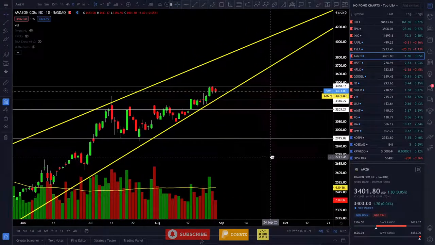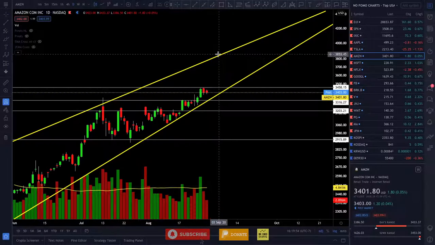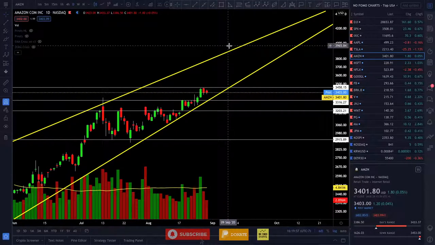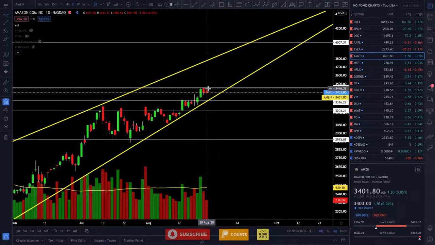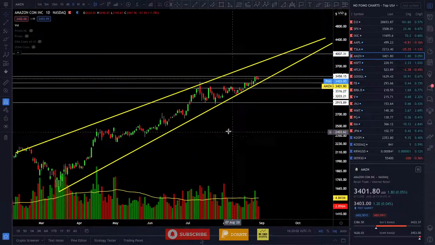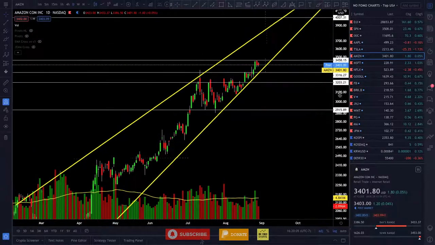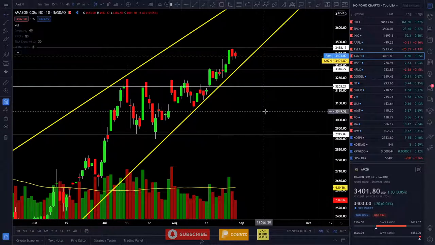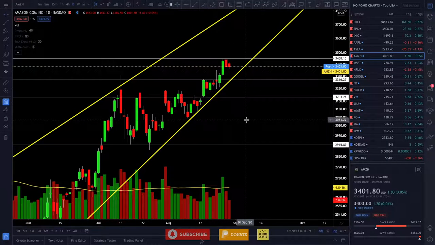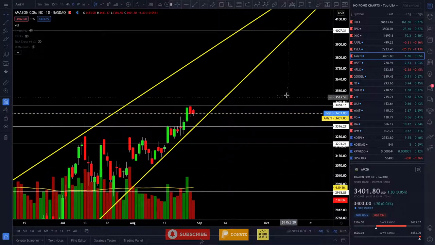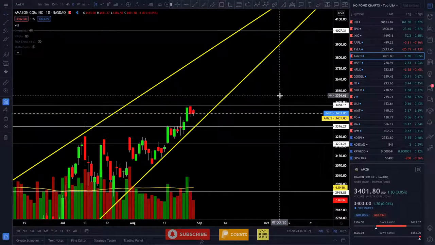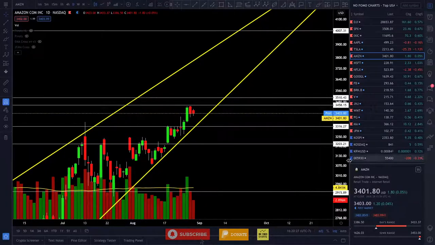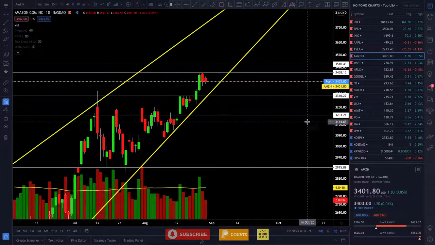So again, upside target, interesting. Way up here, 4,000, seems impossible. But again, a lot of institutions are the reason why this price is so expensive. It's not just purely retail. If you go look up the ownership, the institutional ownership percentage for Amazon is pretty high. So again, let's see, what's 3458 right now? Then maybe 3,500 is the next spot.